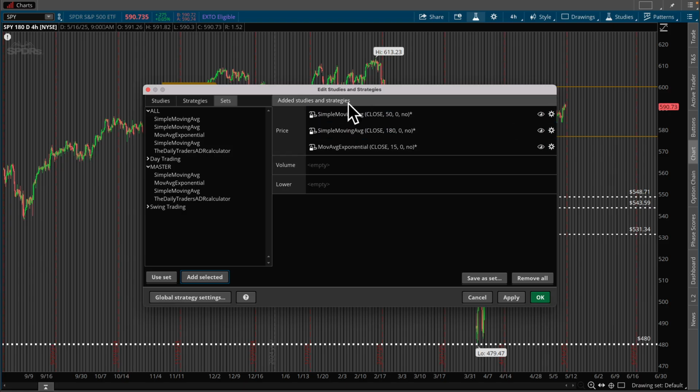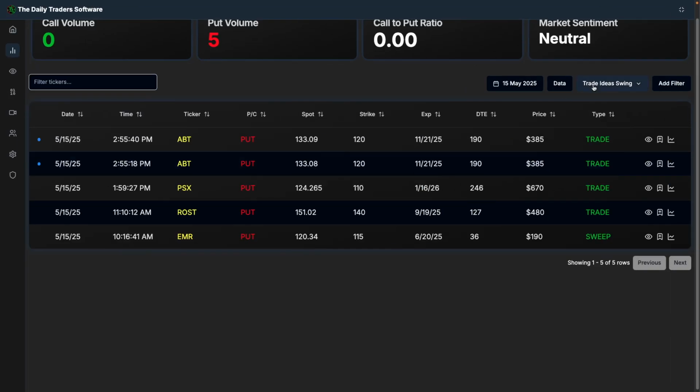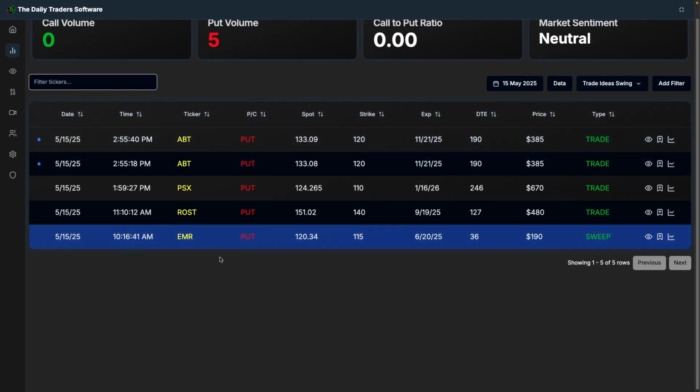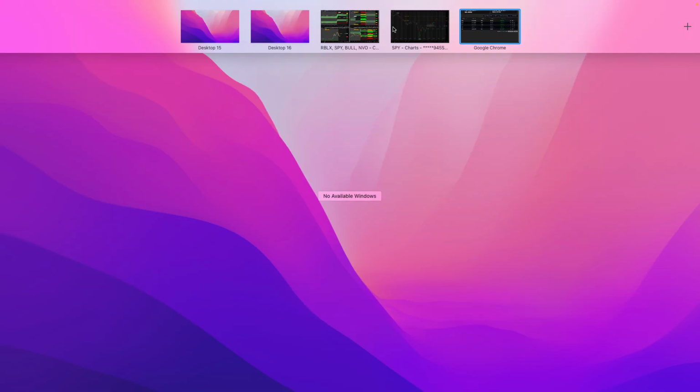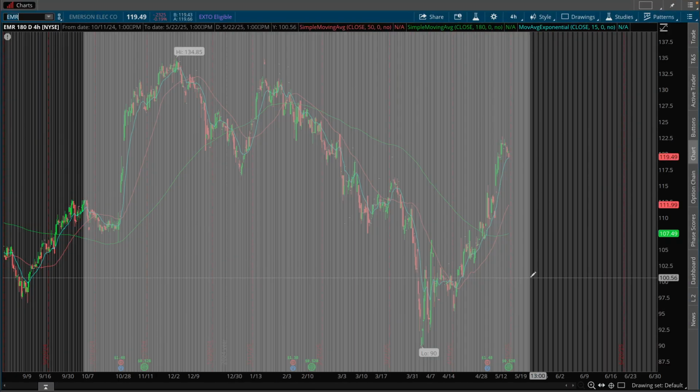We're going to have the 50-day SMA, the 180-day SMA, and then the 15-day EMA. We're going to apply those. And again, this is going to be on a 4-hour time frame. And then what we would do is go to our Trade Ideas swing filter here. Like the first order yesterday that came through was EMR. I'd go ahead and pull up EMR.